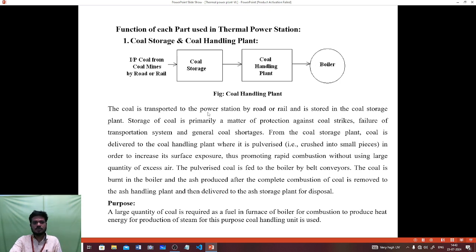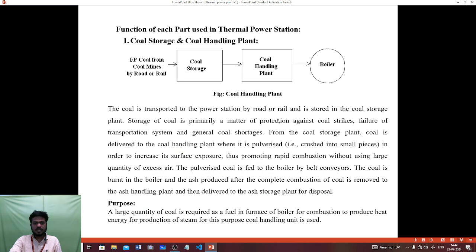The coal is transported to the power station by means of road and rail, and it is stored in the coal storage plant. Storage of coal is a primary matter, and it is a matter of protection against coal strikes and the failure of transportation systems. The main purpose of the coal handling system is that a large quantity of coal is required as fuel in the furnace of a boiler for combustion to produce heat energy for production of steam. For this purpose, the coal handling unit is mainly used.